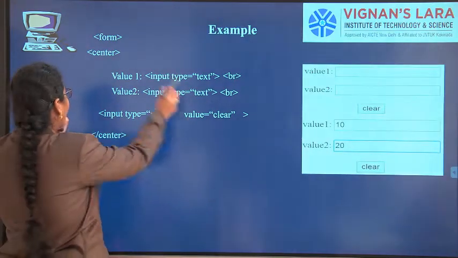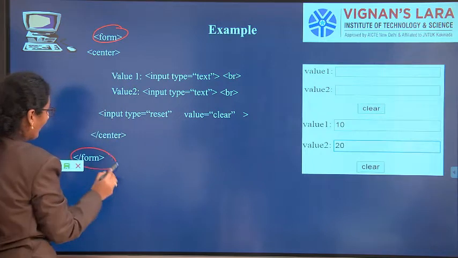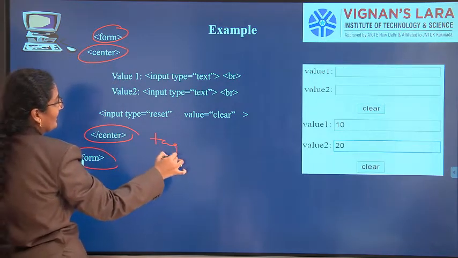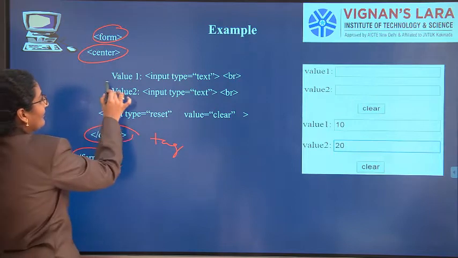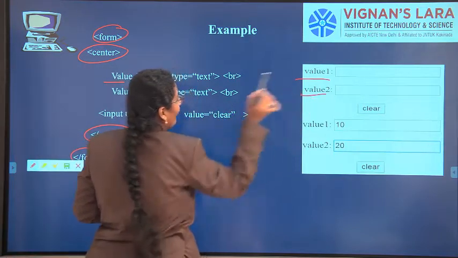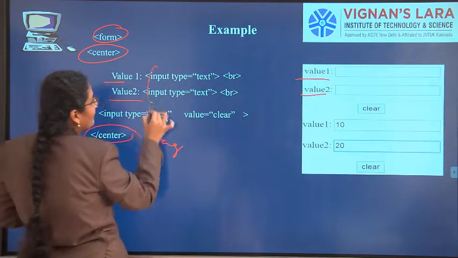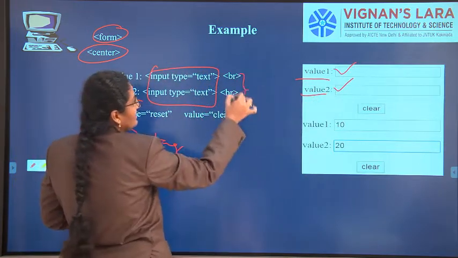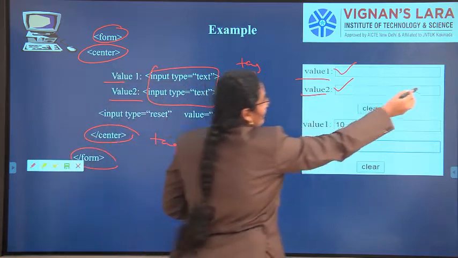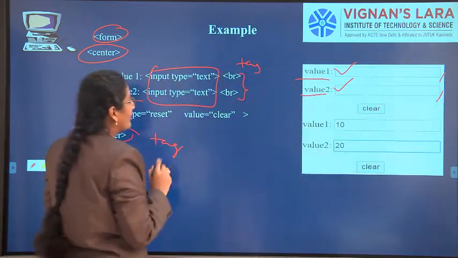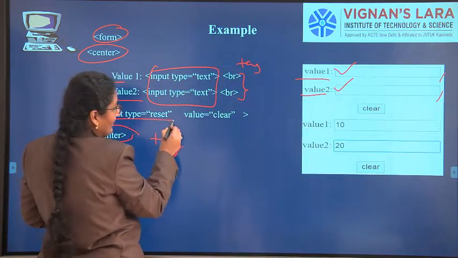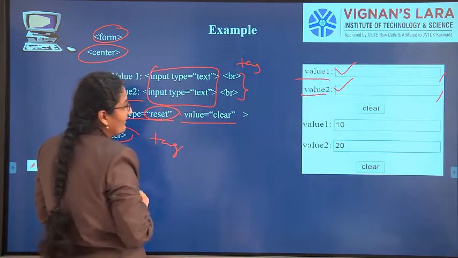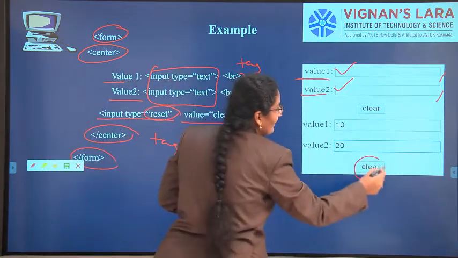So see here, the form is opened and so the form is closed. I want this to be in the center, so I have used the center open and center close tags. Value 1 is displayed here, and value 2 is displayed here. Input type is text, so two text boxes are generated. I have used the break tag, so there is a break between value 1 and value 2. So I have created a button. The action of that button is to reset. I have given the value clear, so it is displaying clear.